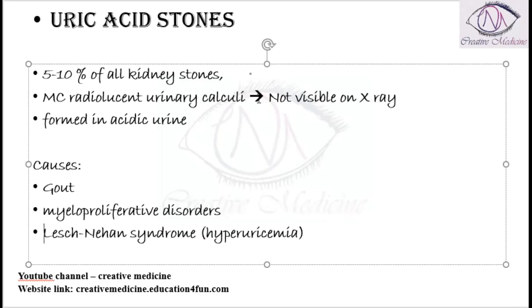Uric acid stones can also occur in myeloproliferative disorders. Myeloproliferative disorders are where increased blood cells are produced. Whenever increased blood cells are produced, there is also increased breakdown of blood cells. When the cells are broken down, the nucleotides get metabolized, and this results in the formation of uric acid. So in myeloproliferative disorders, there is increased formation of uric acid.